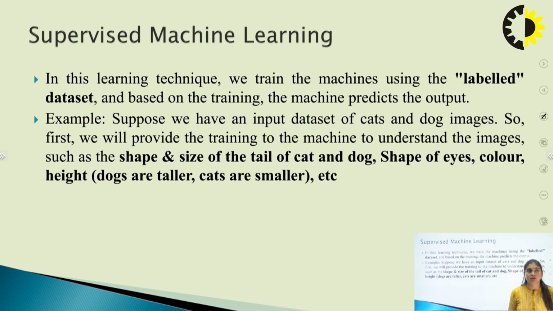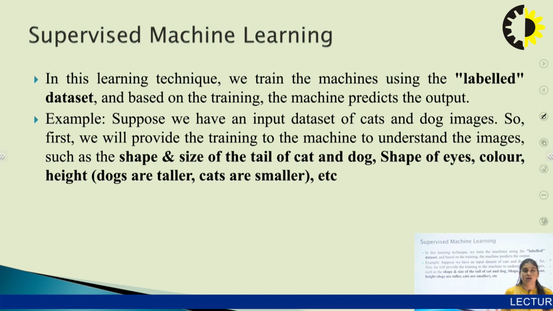First is supervised machine learning. In this learning technique, we train the machine using a labeled data set, and based on the training, the machine predicts the output. For example, suppose we have an input data set of cats and dogs. First we will train the model or the machine to understand the different features of cats and dogs, for example, the shape and size of the tail, the color and shape of the eyes, and the size and height. Like dogs are taller and cats are smaller, and there can be different features of dogs and cats. So we'll train the machine or the model.